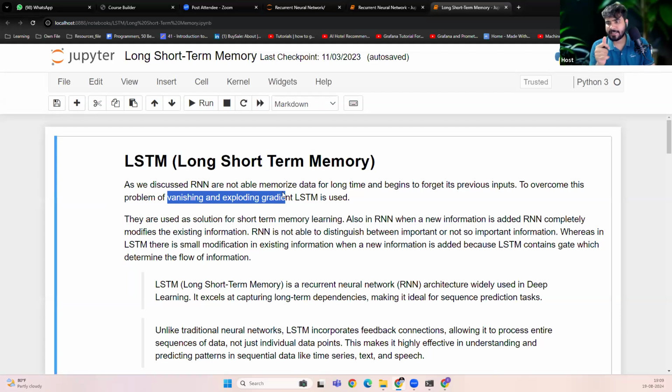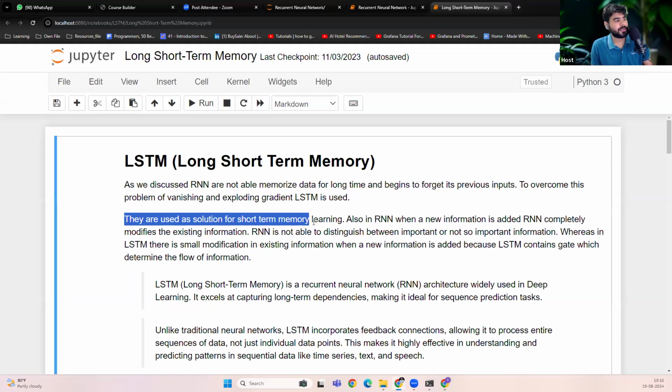Is this particular point clear, everyone? Why do we need LSTM? Can I get a yes or no? Yes, sir. Because RNN is not able to remember our data. That's why we need an LSTM, long short-term memory. Here it is used as a solution for short-term memory learning.